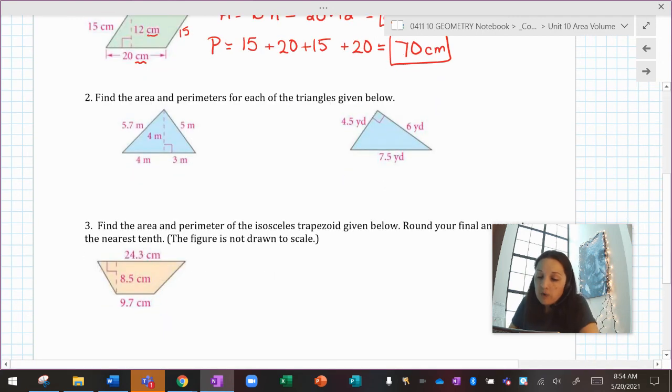All right, find the area and perimeters for each of the triangles given below. I should have said areas and perimeters maybe for each of the triangles given below. Not sure where I should pluralize that. I have to ask an English teacher because my grammar's a little rusty.